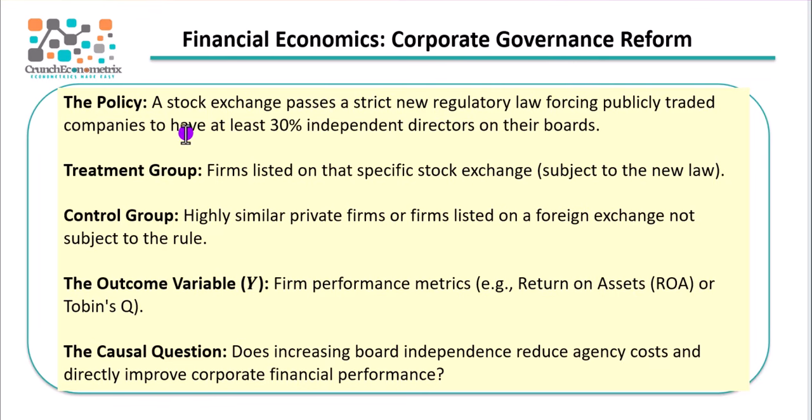What's the policy? A stock exchange passes a strict new regulatory law, forcing publicly traded companies to have at least 30% independent directors on their boards. What would be the treatment group? That would be firms listed on that specific stock exchange, subject to the new law. Control group, those would be the highly similar private firms or firms listed on the foreign exchange not subject to the rule. What would be the outcome variable? That would be your firm performance metrics, for instance, ROA or Tobin's Q.